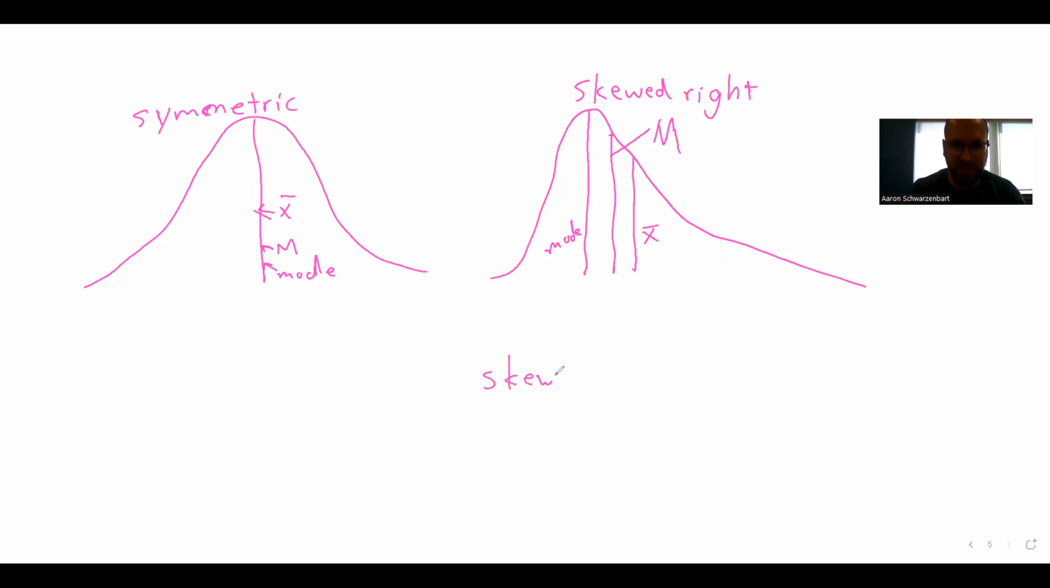Skewed left data goes the other way. And the tail is on the left. Mode is straight up at the top, the highest point. The median has equal amounts of area on each side, and the mean is always pulled out towards the tail.